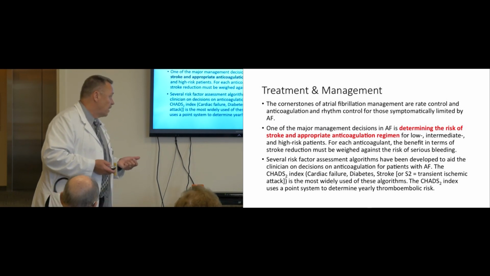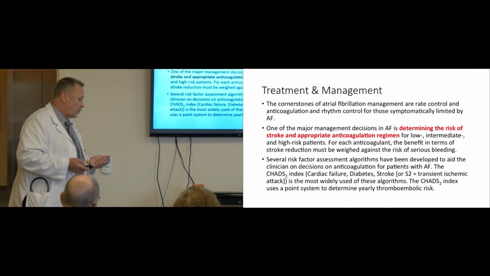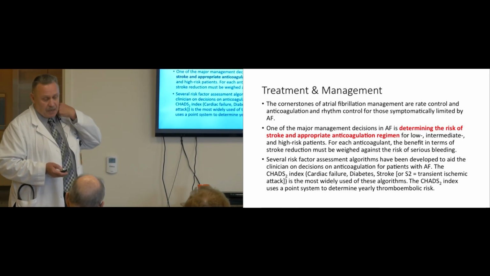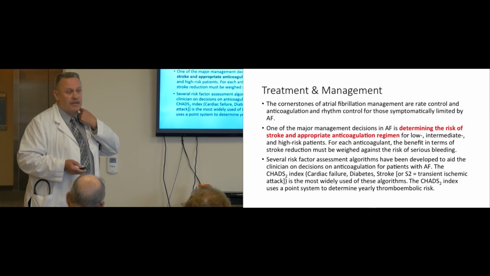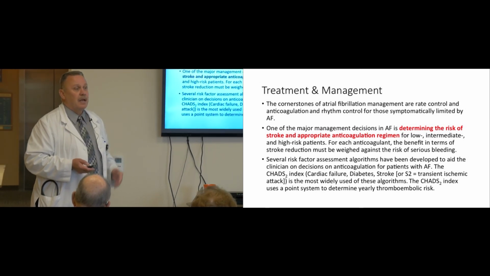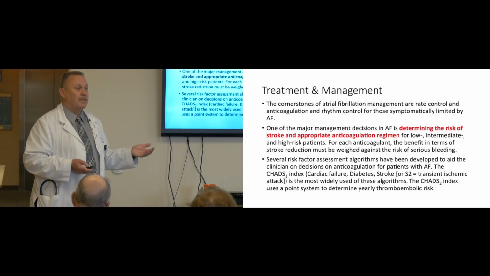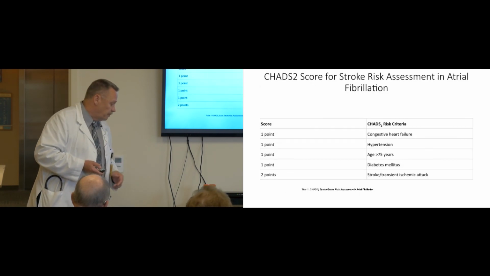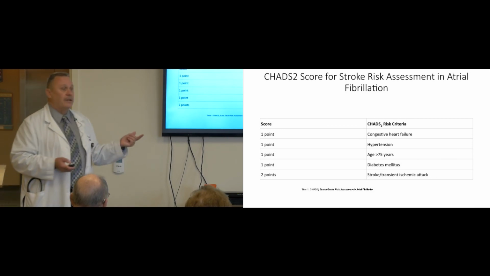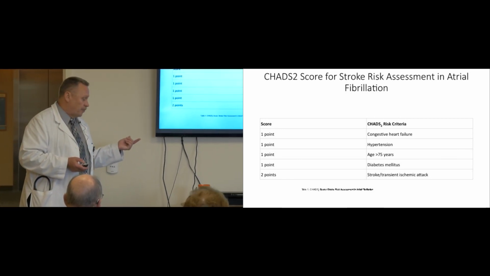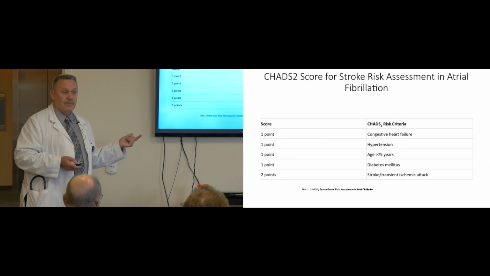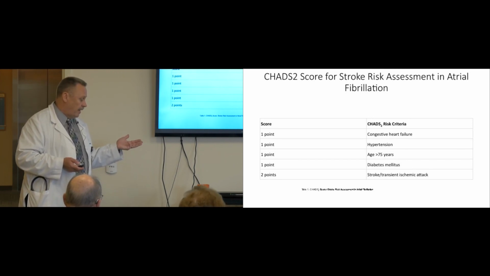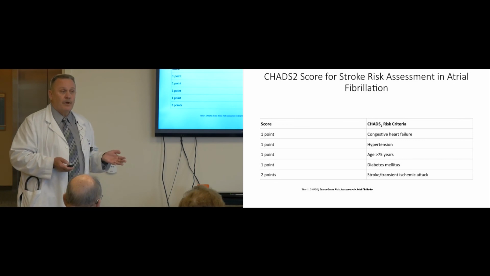Several risk factors for the anticoagulation decision come from the CHADS-2 VASc score. The CHADS-2 VASc score is a way that we determine what is the best treatment for you. And the CHADS-VASc score is basically, are you in heart failure? Do you have heart failure? There's a point for that. Do you have high blood pressure? There's a point for that. Are you over 75 years of age? There's a point for that. Diabetes? There's a point for that.